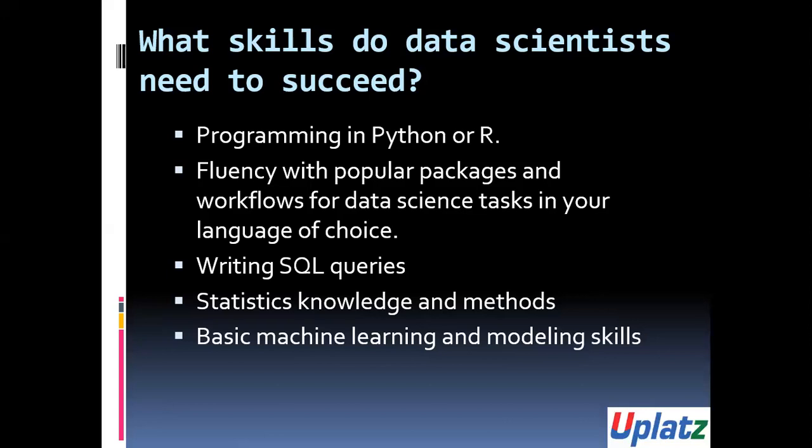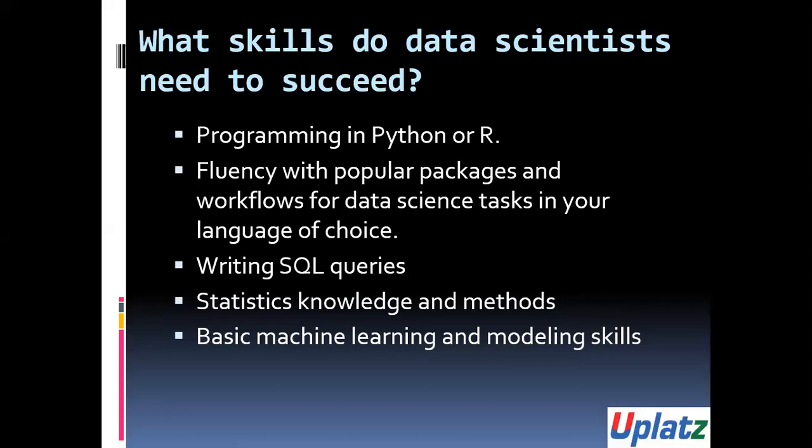Then you need to have fluency with popular packages and workflows for data science tasks in your language of choice. If you choose Python, for example, you should be familiar with libraries like Pandas, NumPy, Matplotlib, SciPy, and scikit-learn. And you should be comfortable with cleaning, analyzing, and visualizing data using them. You need to be able to write SQL queries. So SQL, DBMS, these are necessary skills because you're dealing with data.